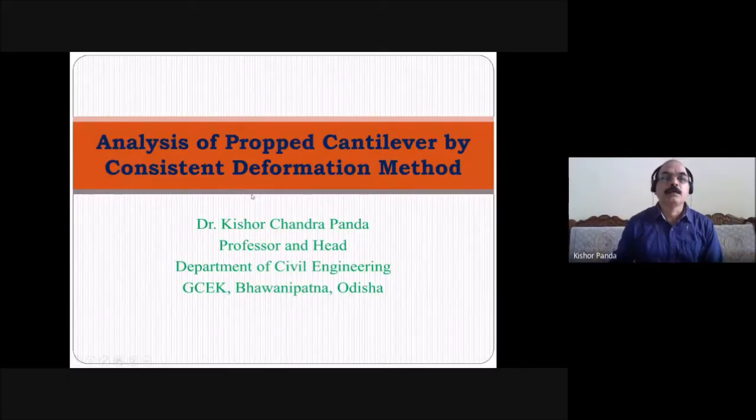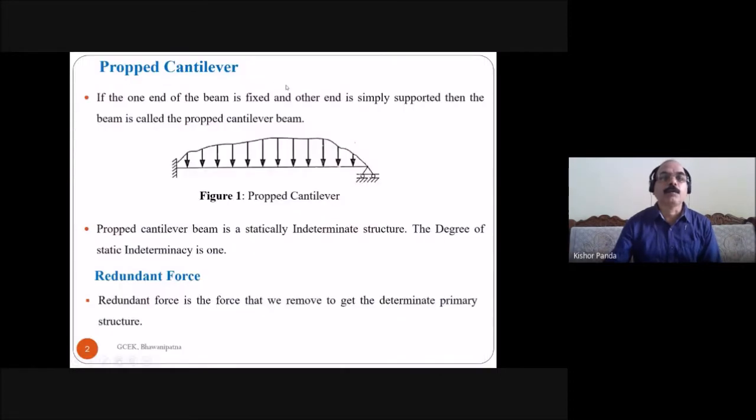Today we will start how to analyze the propped cantilever beam by the consistent deformation method. Do you know what a propped cantilever is? If one end of the beam is fixed and the other end is simply supported, then the beam is called a propped cantilever beam. This end is fixed and this end is supported. So this type of beam is called a propped cantilever beam.